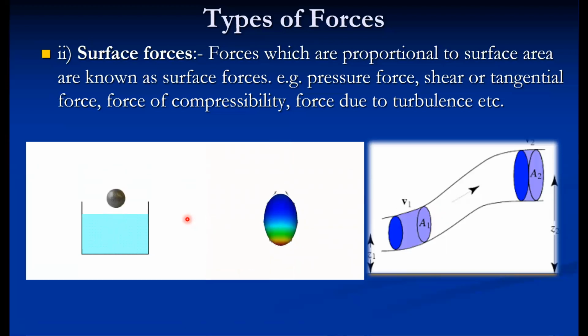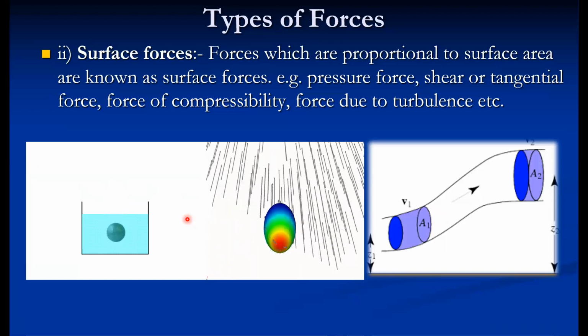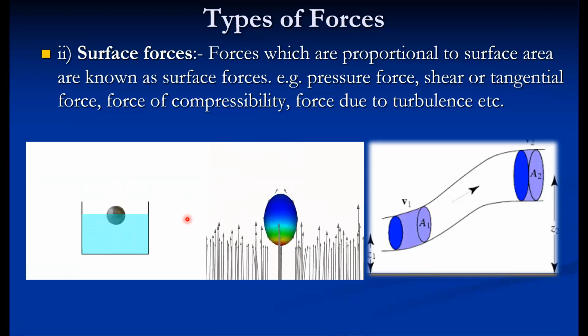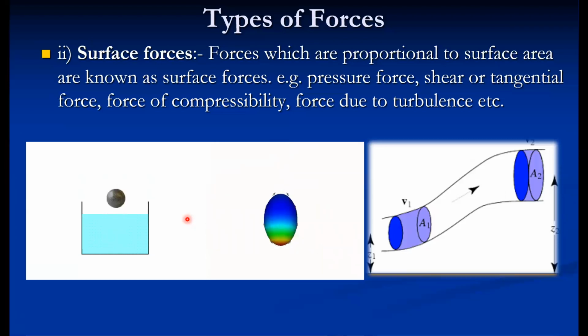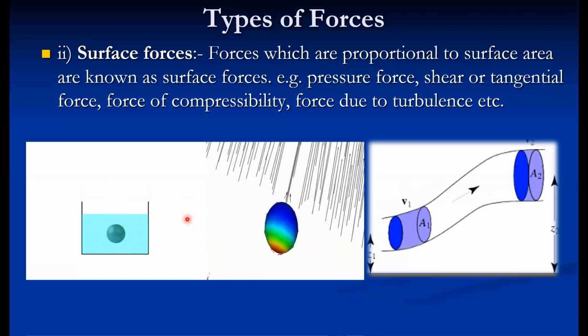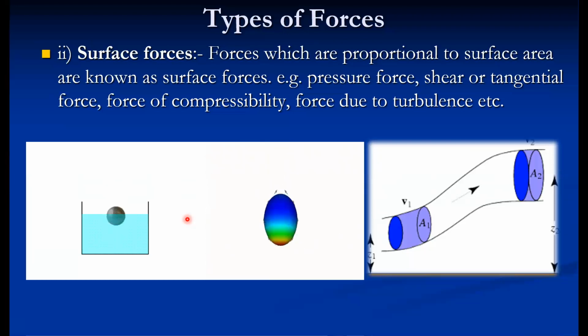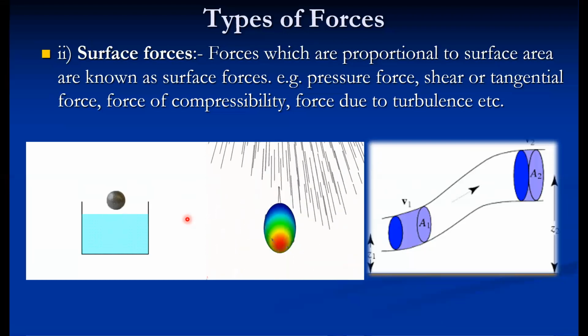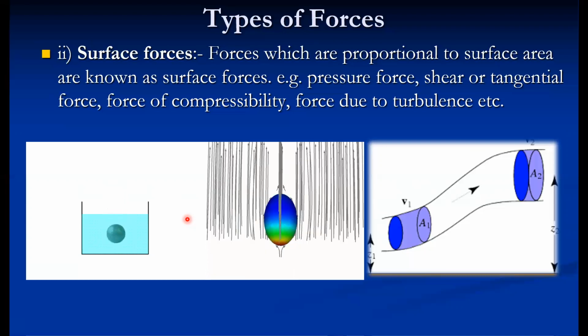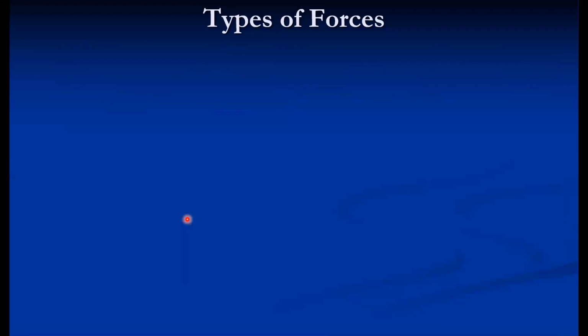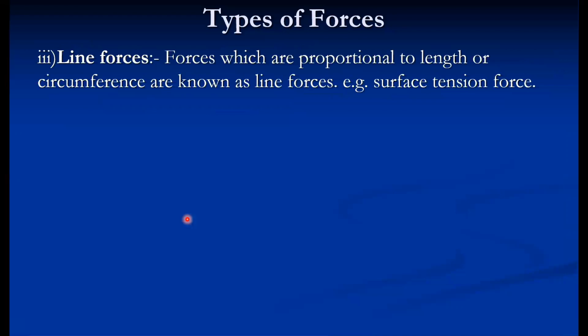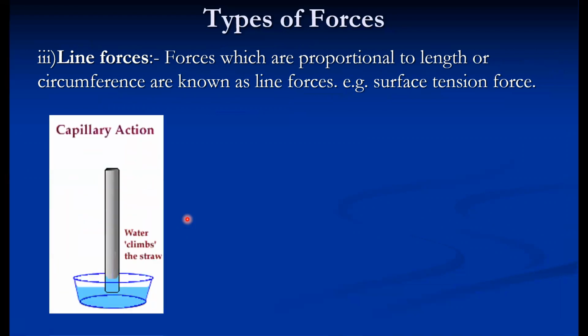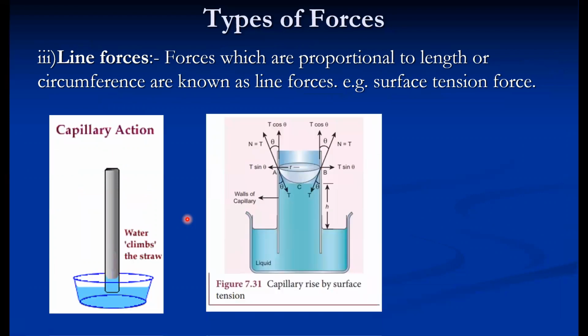So these are the forces related with the surface forces, where especially the area is considered for calculating the forces. So these are the categories related with the fluid flow. The third category of forces is called the line force. In this particular case, the forces which are proportional to the length or circumference are known as line forces. For example, the force due to surface tension.